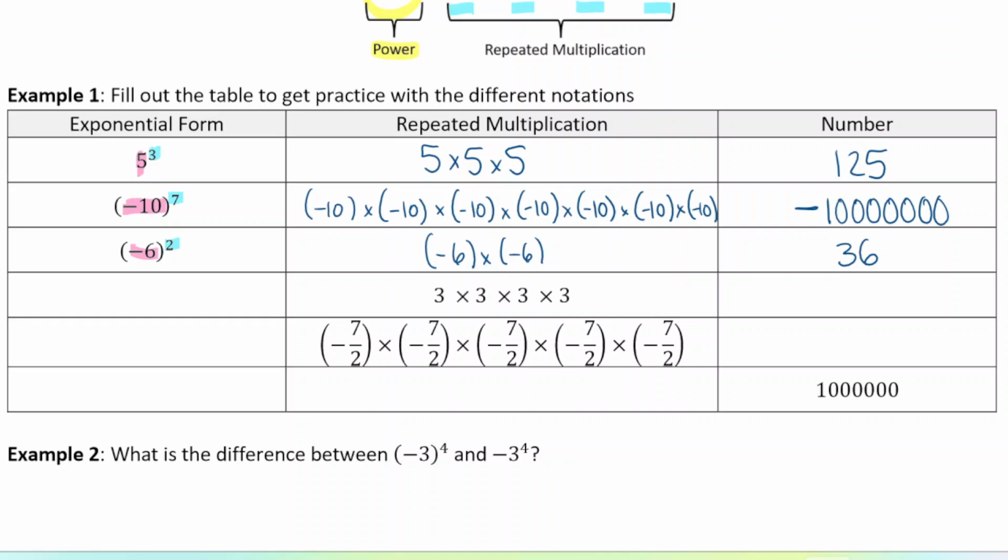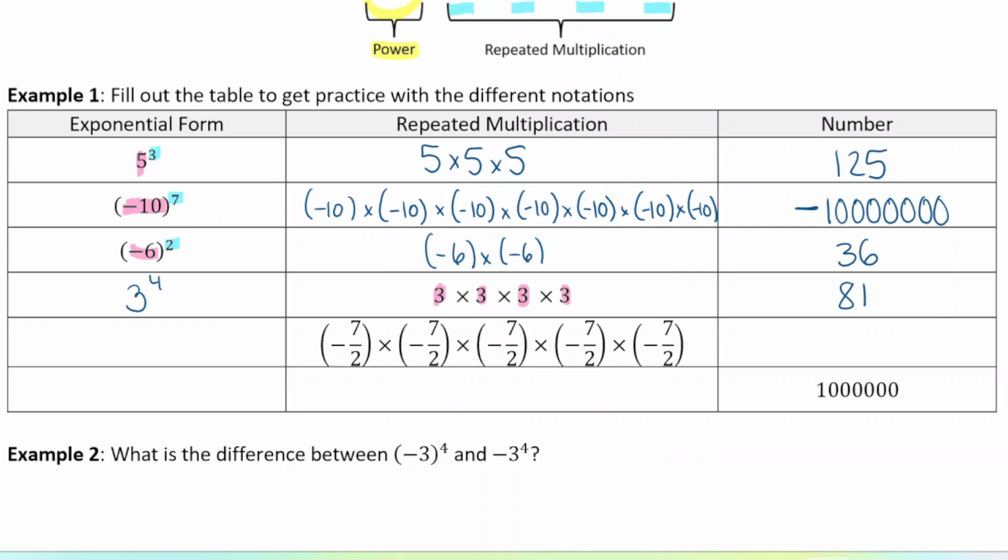Okay, let's go from the repeated multiplication. So here we are multiplying by 3 4 times. So it'd be 3 to the power of 4. And if I was going to answer that, it'd be 3 times 3, which is 9, times another 3, which is 27, times another 3, which is 81.